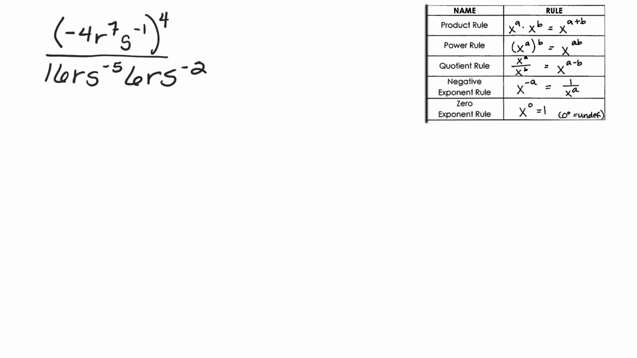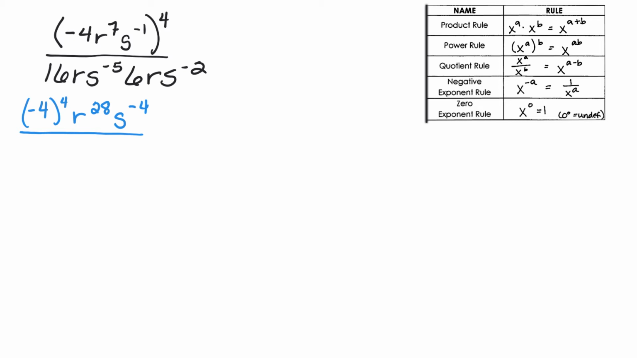So in other words, I've got to take the 4 and multiply it to the exponent of each of these. Okay, so basically what I did was I took negative 4 to the 4th power. Then I took 4 times 7, which is 28. So that's where we get r to the 28. 4 times negative 1 is negative 4, and that's where we get s to the negative 4.